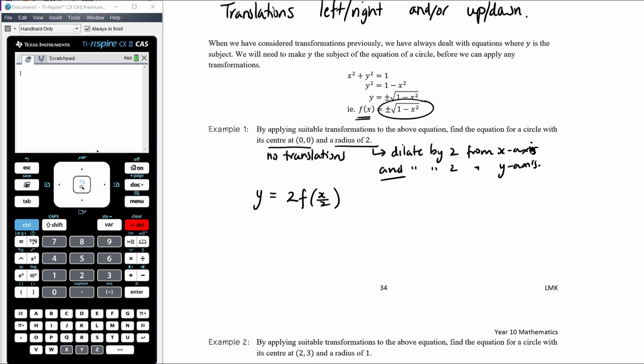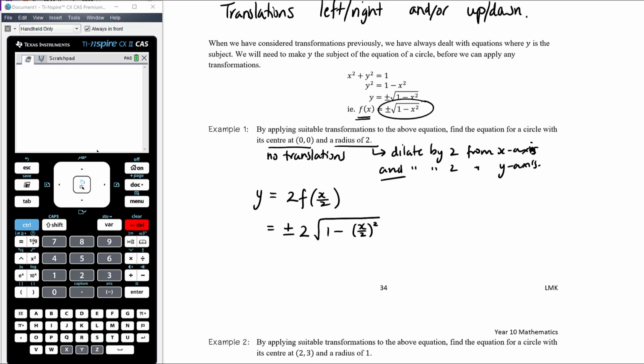So that means we're going to have 2 times, so I'm going to have, it'll be plus or minus 2. If you've got plus or minus 1 times the square root, multiplying that by 2, plus or minus 2. Square root of 1 minus x on 2 all squared.